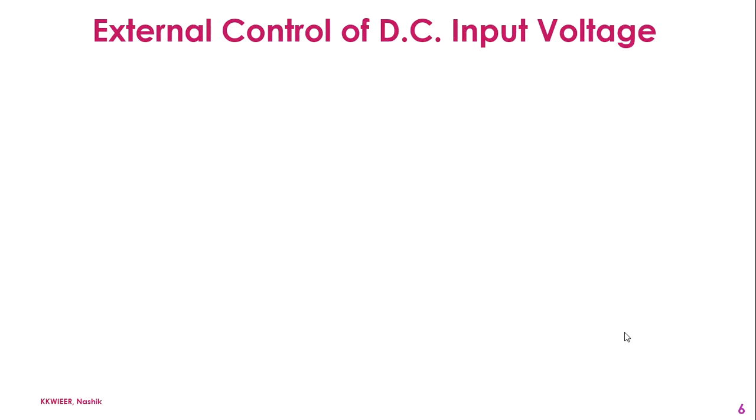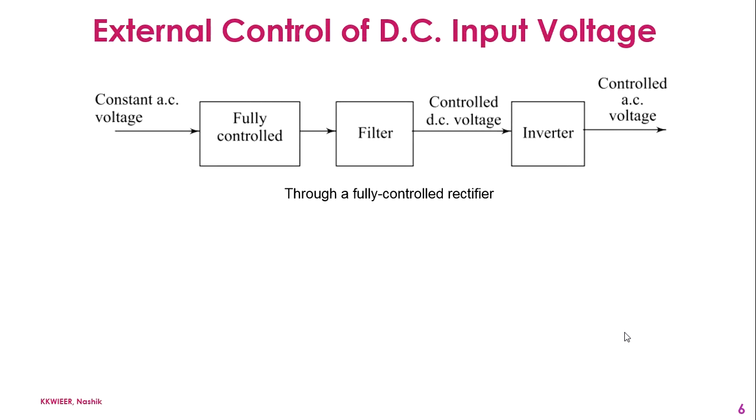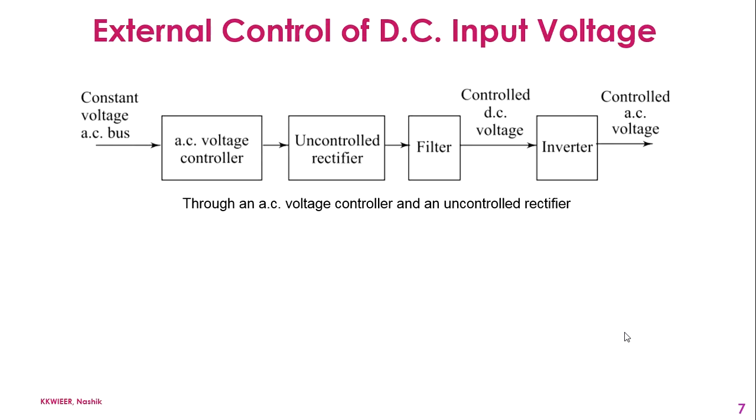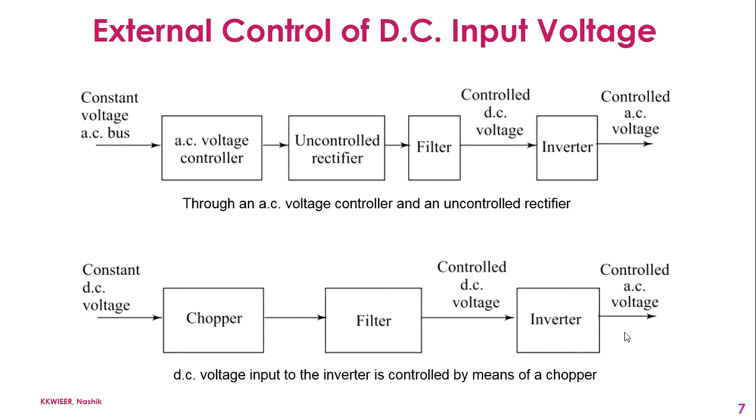So there are four configurations. First one is through a fully controlled rectifier. Second is through an uncontrolled rectifier and a chopper. The third one is through an AC voltage controller and uncontrolled rectifier, and the fourth one is where the DC voltage input to the inverter is controlled by means of a chopper.